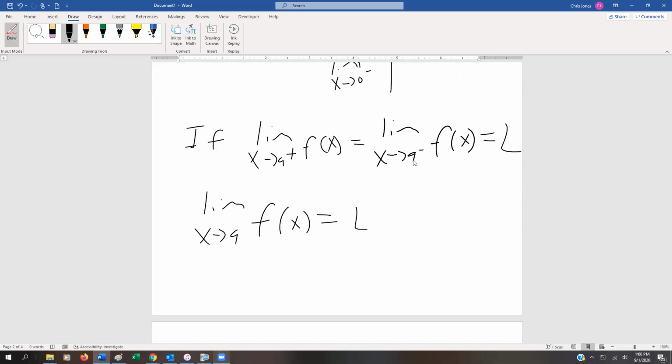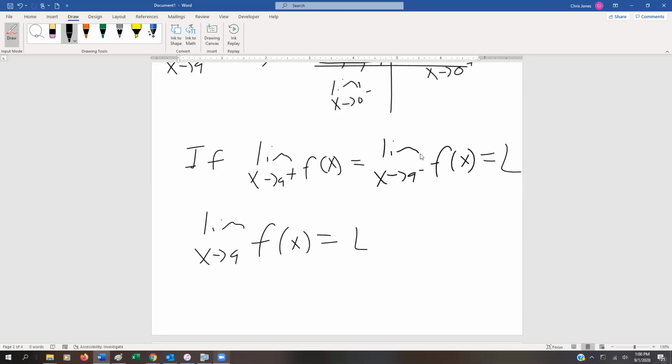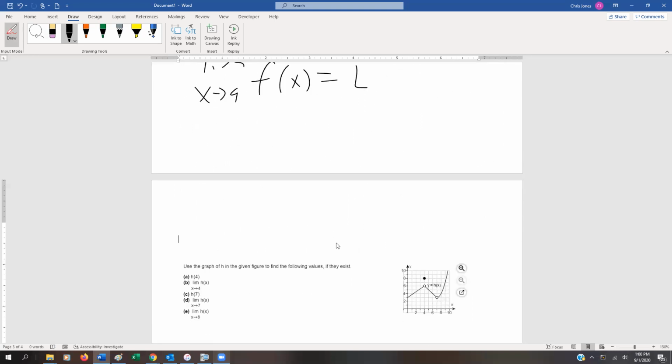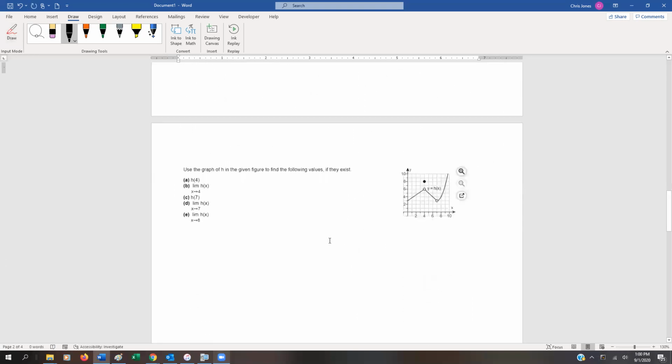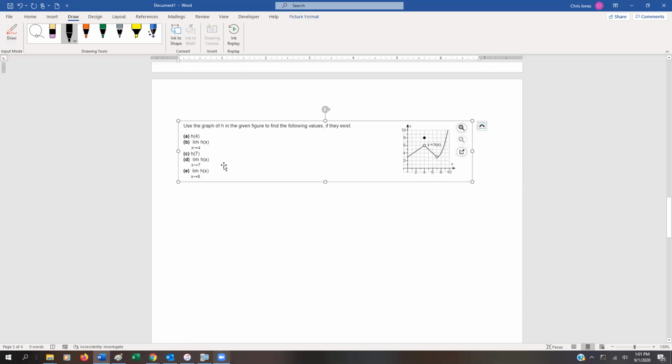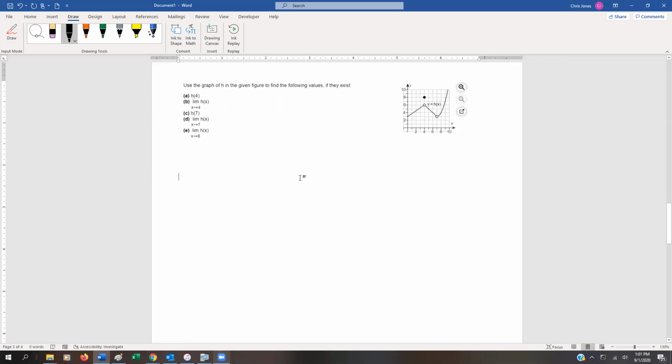Okay, so using all these concepts of limits, let's go ahead and take a look at a few basic examples where we can just analyze a graph and see whether or not we can determine limits. All right, so let's just take a look at a really basic graph here. In the graph, we're given a function h of x, and we want to find 5 different values. Okay, so we want to find h at 4, the limit of h of x as x approaches 4, and then a few other ones.